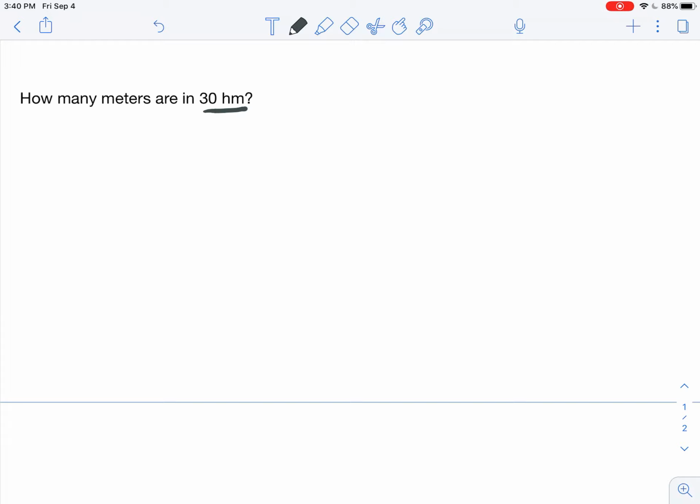So let's write down what we did before. Let's write down where we're starting. It says 30 hectometers, and we're going to want to multiply that by something, a conversion factor, and we want that to finally end in meters. Okay, so we need this conversion factor here, and we know that we would put hectometers on the bottom because we want those to cancel out eventually, and we would put meters on the top.